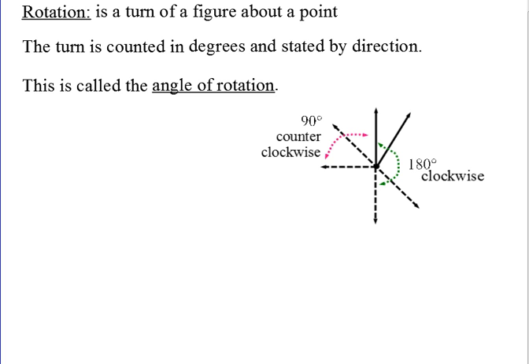Now let's talk about rotation. Rotation is a turn of a figure about a point. The turn is counted in degrees and stated by direction. This is called the angle of rotation.